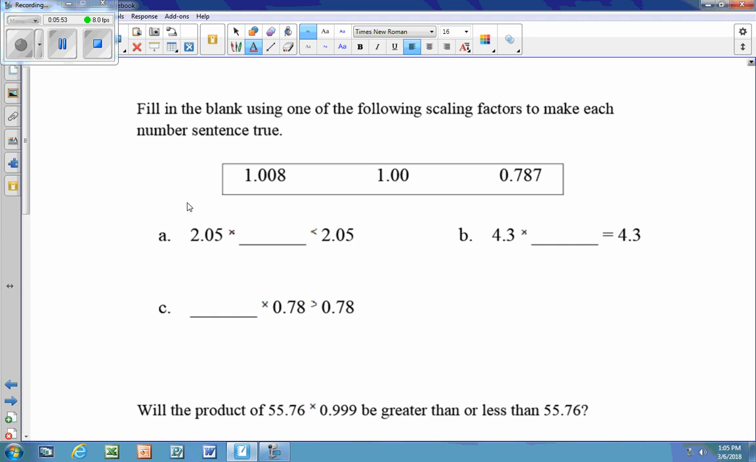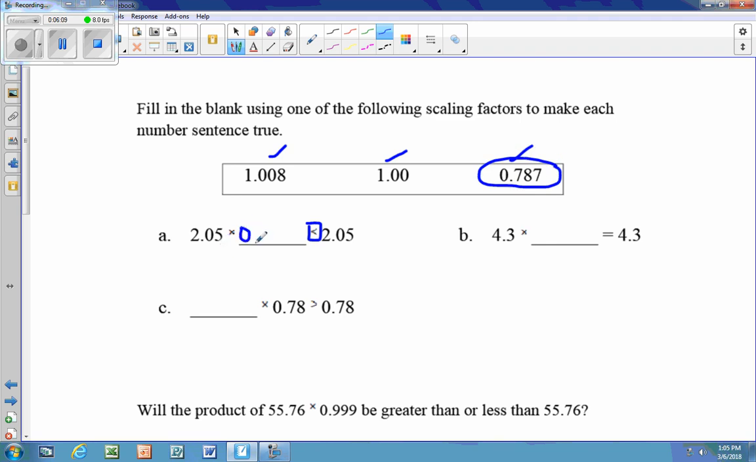Next page. We have these 3 numbers here, and we need to see which one goes on which blank line. So in this case, we see a less than symbol. So I need to see which one of these is less than 1, and I see that it's this one. So I'm just going to write it on the line. We have 0 and 787 thousandths. This one now is equal, so which one is equal to 1? I see that right here. So I write that in. And then greater than symbol. This one is greater than 1, so I fill that one in.